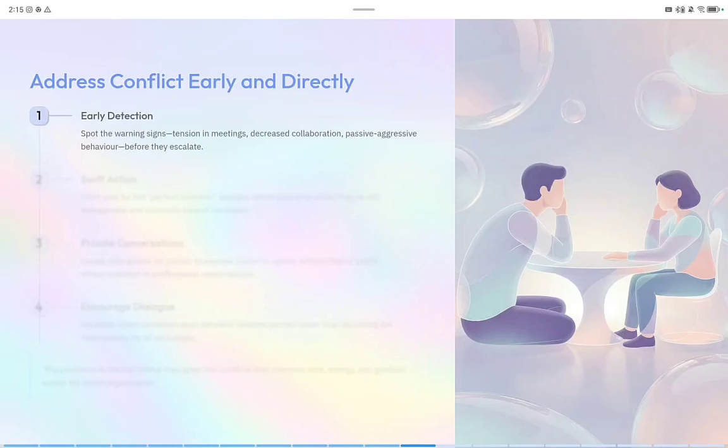First is early detection. Spot all the warning signs: tension in meetings, decreased collaboration, passive-aggressive behavior before they escalate. Second, take a swift action. Don't wait for the perfect moment. There is nothing called as a perfect moment, okay?